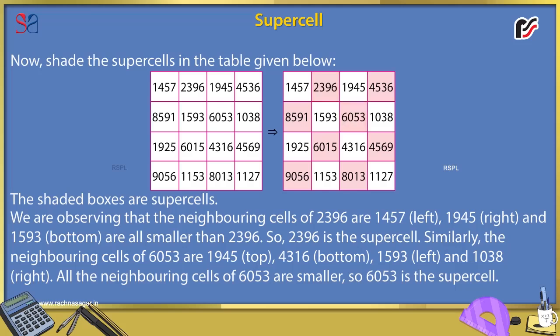6053 are 1945 top, 4316 bottom, 1593 left and 1038 right. All the neighboring cells of 6053 are smaller, so 6053 is the supercell.